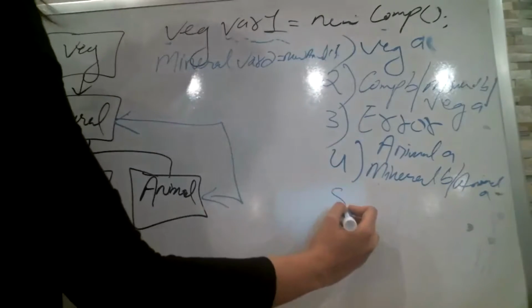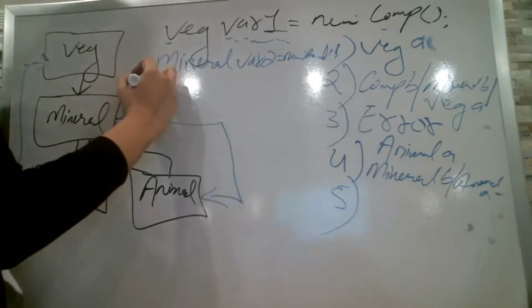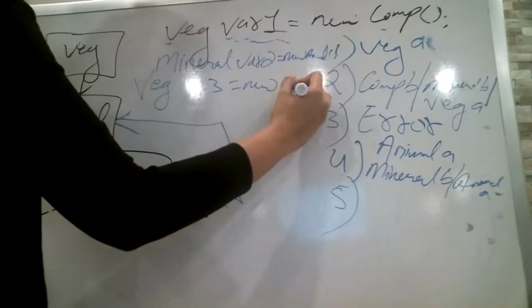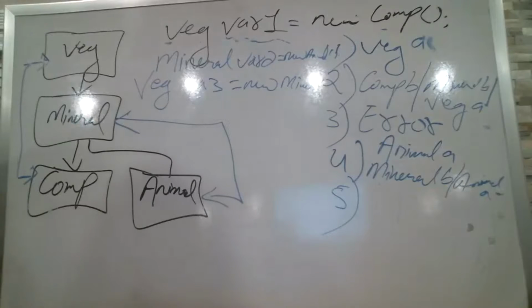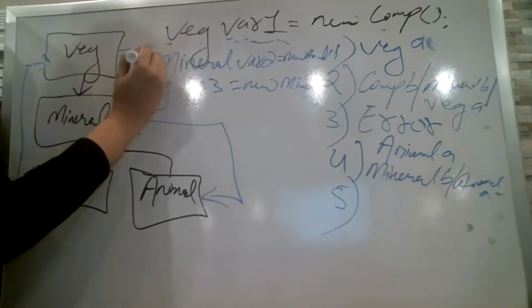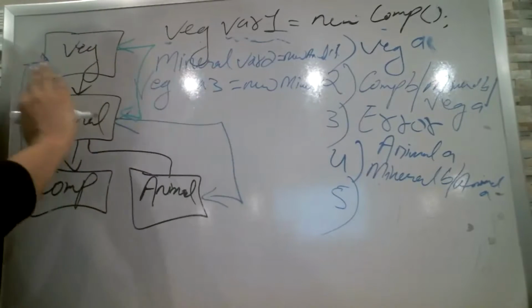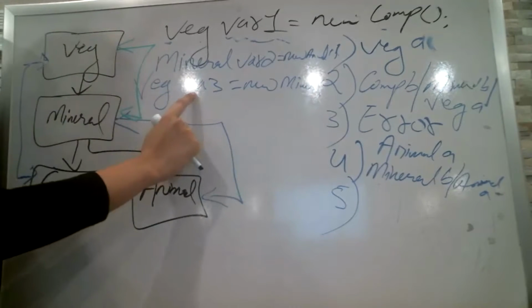Okay, so number 5. Now what we have? Variable 3. Now third variable is created by vegetable. Variable 3 equals to new mineral. Okay, for this one, I have no idea if you can see my colors. So it's from vegetable to, I'm using green, which is from vegetable to mineral. So it means this variable don't have access to computer and animal. So your scope is very limited for this variable 3.